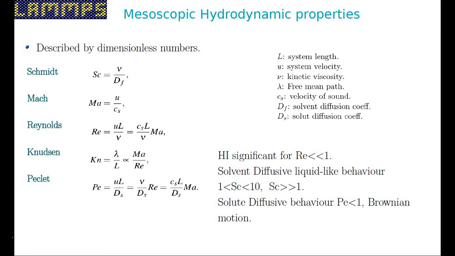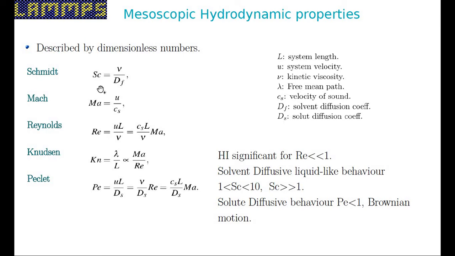So we discuss now the mesoscopic hydrodynamic properties. We can describe a hydrodynamic system by using dimensionless numbers. In this table, we present different dimensionless numbers. We have the Schmidt number, the Mach number, the Reynolds number, the Knudsen number, and the Peclet number.